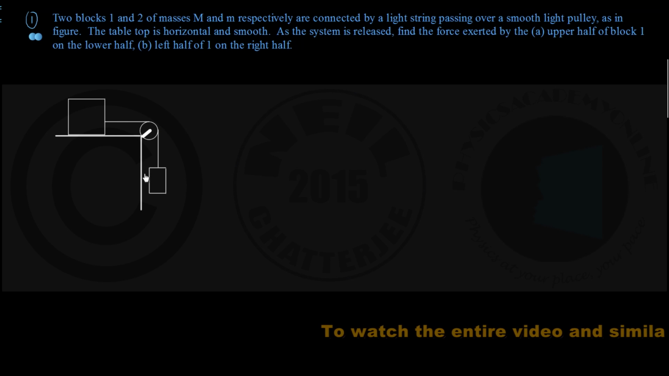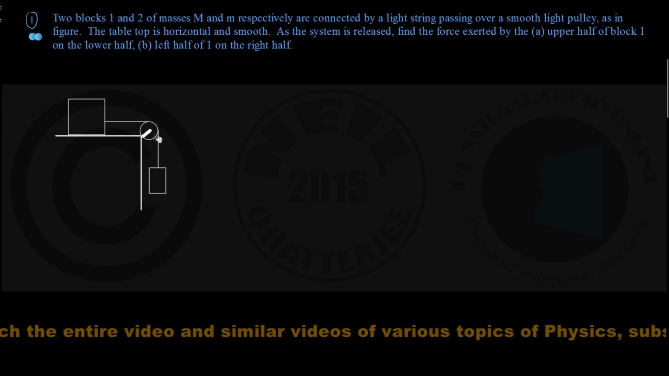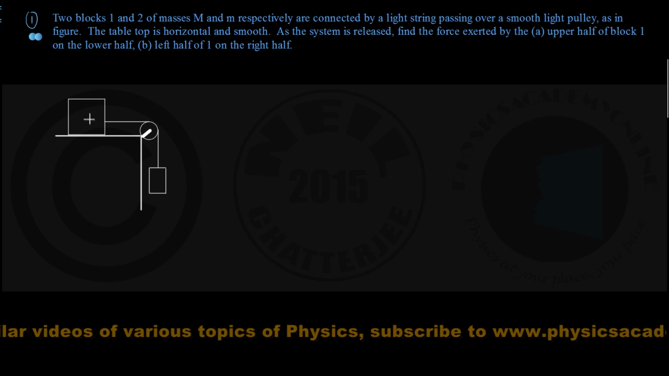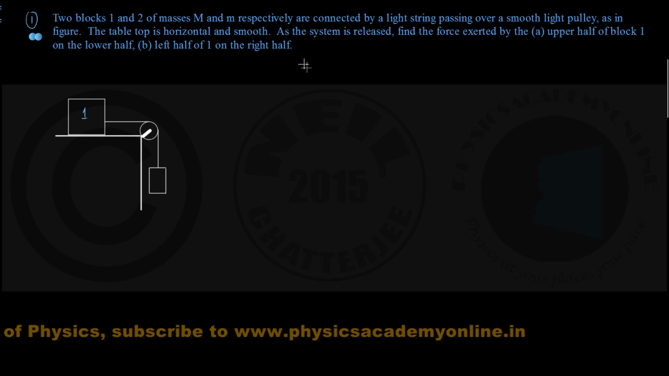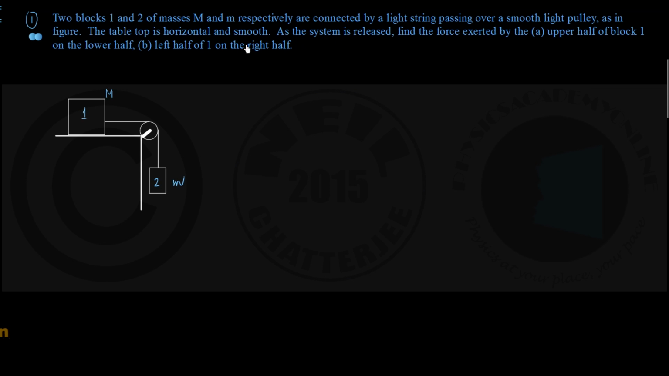As you can see, a part of the tabletop, here is a pulley at one corner of the table and a light inelastic string passing over the pulley is attached to two blocks. This larger block lying on the table is numbered as block 1 and its mass is known to be capital M. The suspended block is numbered as 2 and its mass is taken to be small m. They have said friction force is completely absent, tabletop is horizontal and smooth. Also the pulley is frictionless and the string is inelastic and massless.